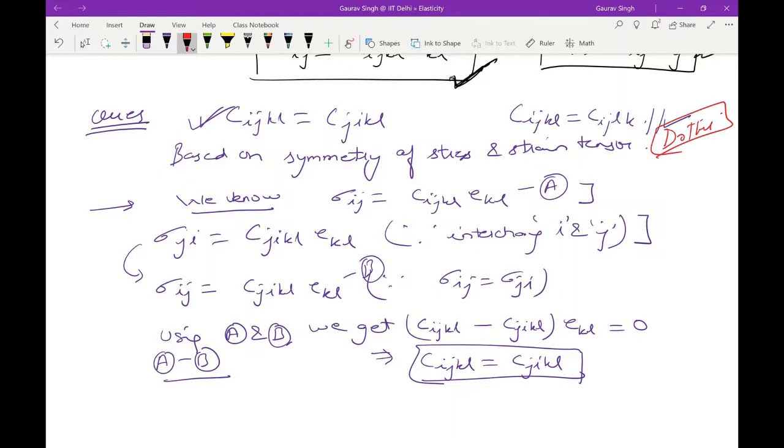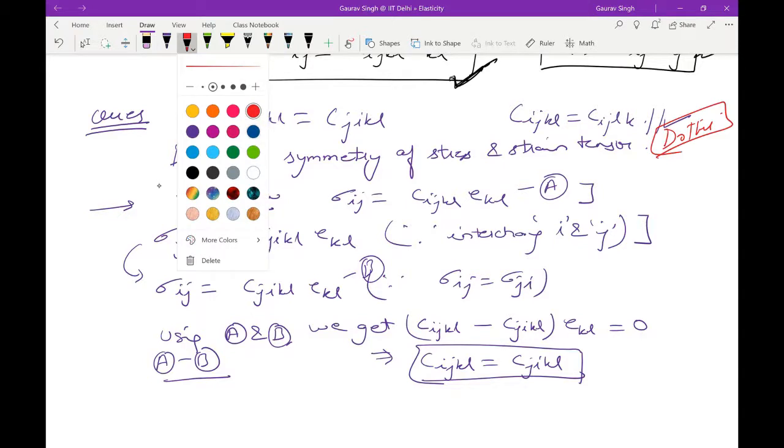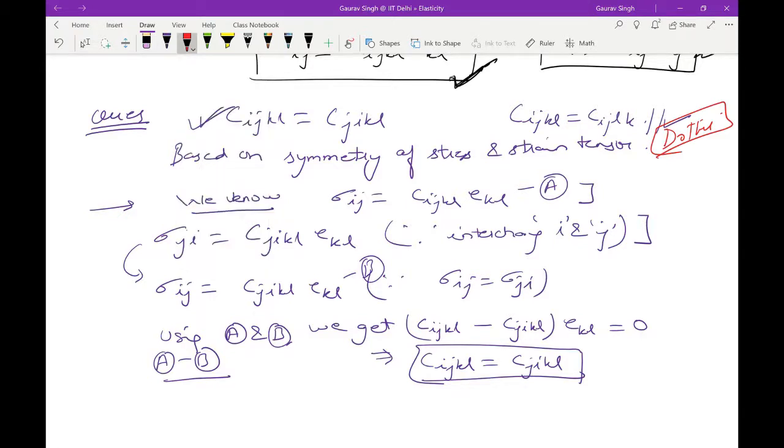Please do it. Do not proceed ahead without doing this, because this is the only way you will understand or be sure that you have actually understood this particular derivation which we have just done. Okay, so let's continue ahead only after you have done. Okay, so this is one fascinating property about the elasticity tensor, and we'll be using them quite often later on.